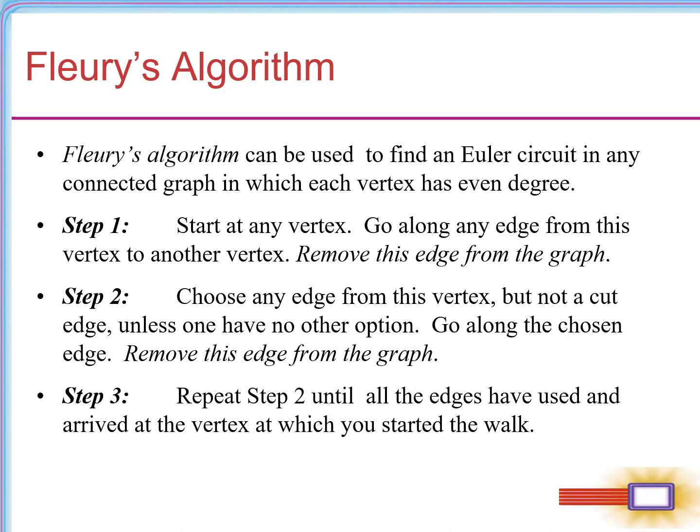Step 1. You can start at any vertex. Go along any edge from this vertex to another vertex. Remove that edge from the graph. Step 2. Choose any edge from this vertex but not a cut edge unless we have no other option. Go along the chosen edge and remove this edge from the graph. Step 3. Repeat step 2 until all the edges have been used and arrive at the vertex at which we have started the walk. This is Fleury's algorithm.